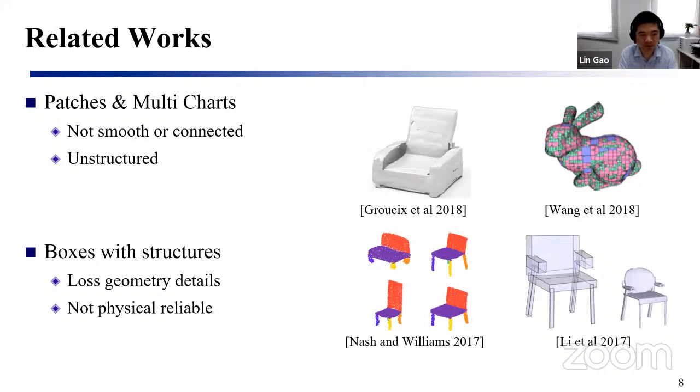There are other methods, such as using boxes to represent the structure. We will talk about how to use the box structure to represent the geometry structure, and also how to use simple boxes to approximate the geometry details in a fine way.